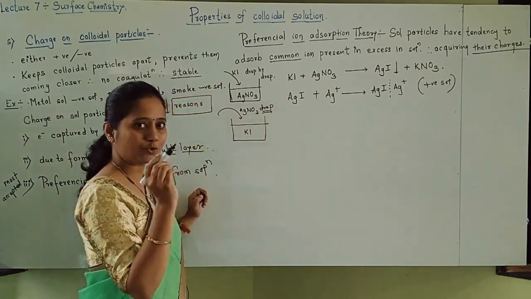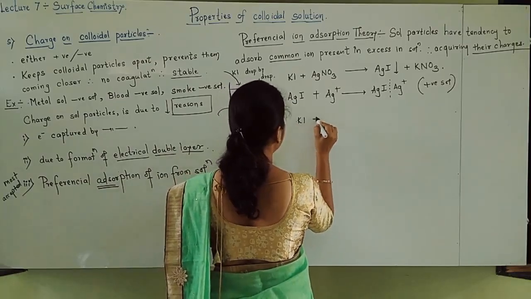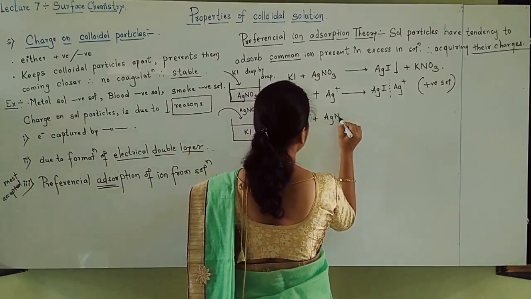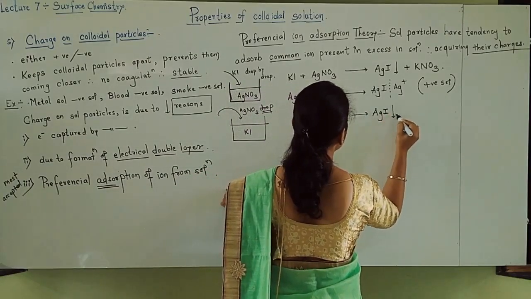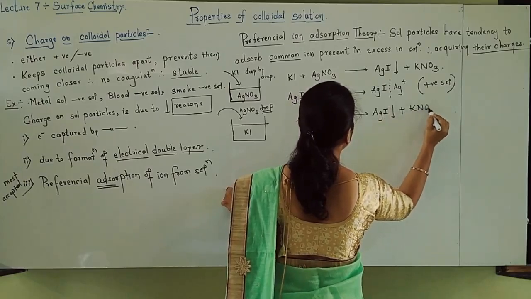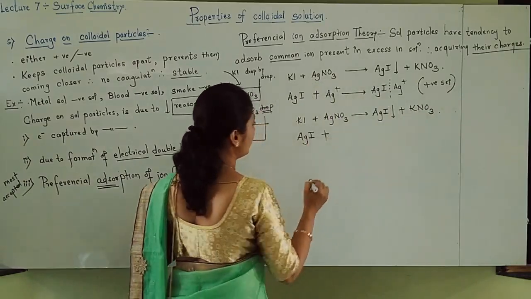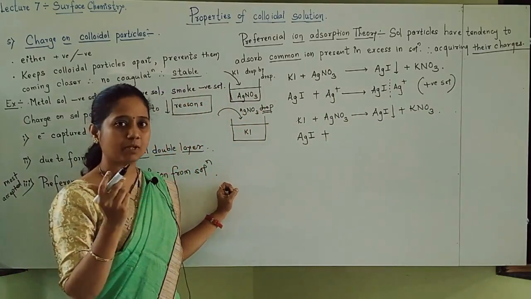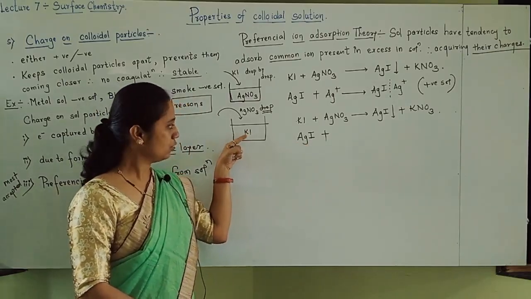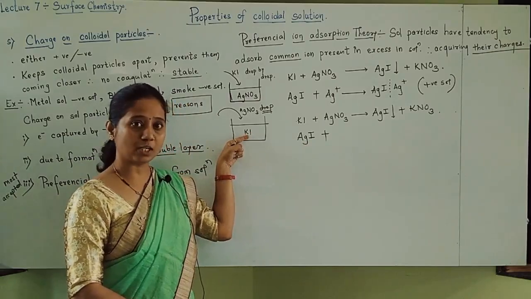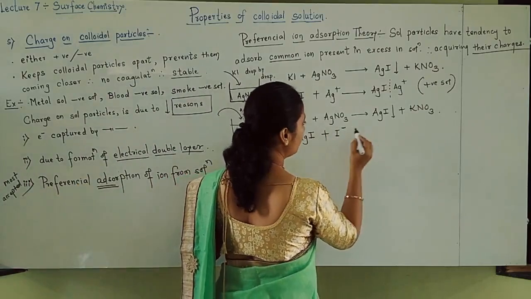Drop wise. Now student, go on telling what reaction will take place. Again the same reaction. KI solution is there. It combines with AgNO3 and of course it will form AgI precipitate plus KNO3. This AgI is now going to adsorb the ion from the solution. Preference will be given to whom? Common ion should be there in the solution. So in the solution, which ion is common to it now? Iodide ion. And that's why it adsorbs iodide ion.